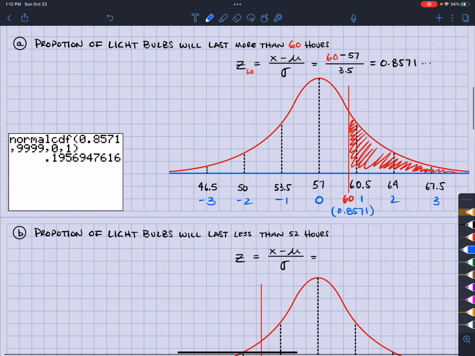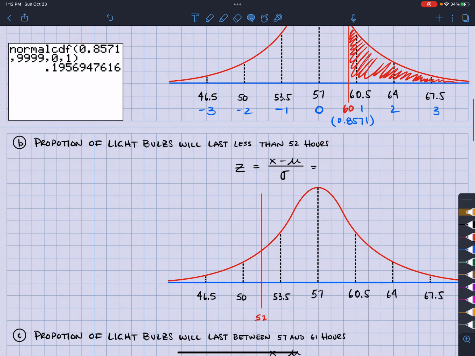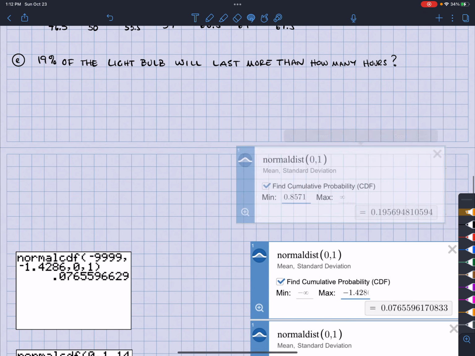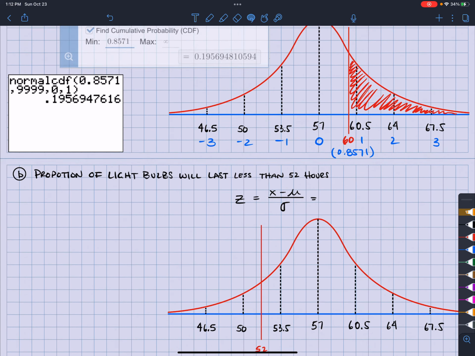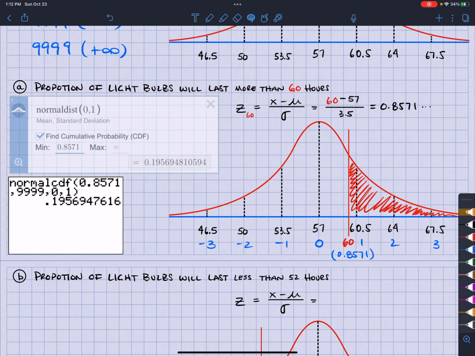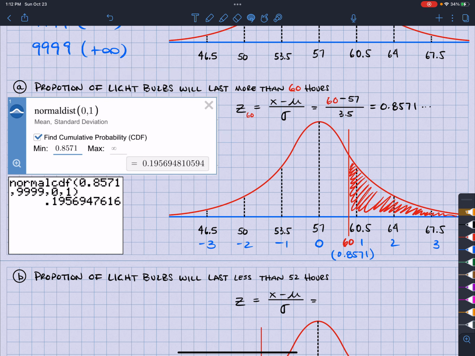All right, so what does it look like on Desmos? Well, let's take a look. Hopefully I'm not making anybody motion sick by going up and down. With this, I already said that we would put in 0 and 1, normal distribution. Check this CDF. The minimum is 0.8571, and it goes to infinity. And there we go. So that is the most important part. Even notice the numbers are exactly the same.